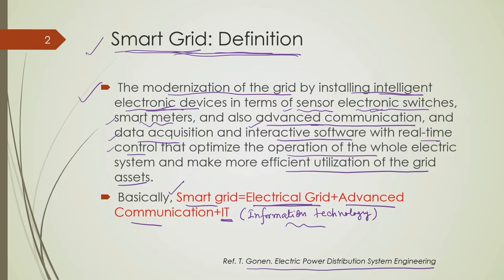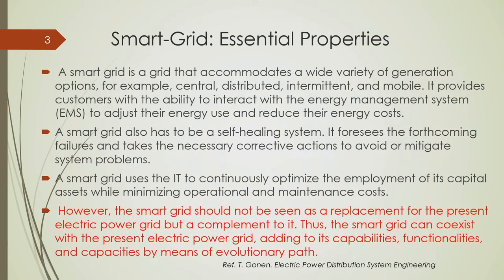So, one of the perspectives of this modernization of the grid is to utilize those developments in communication infrastructure in order to have a better operation of the existing power network. So, smart grid is basically the existing electrical grid plus the advanced communication infrastructure plus advanced information technology. All right. Now, there are some essential properties of the smart grid, which I will be discussing.